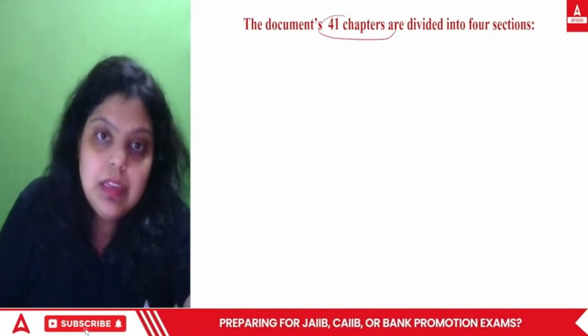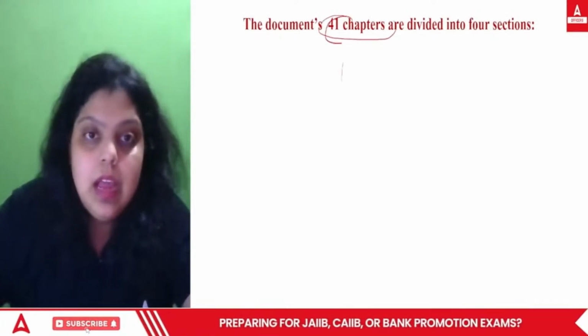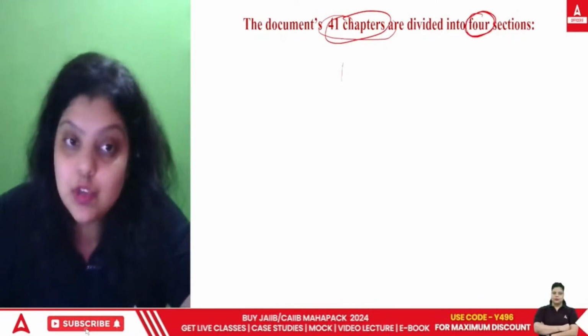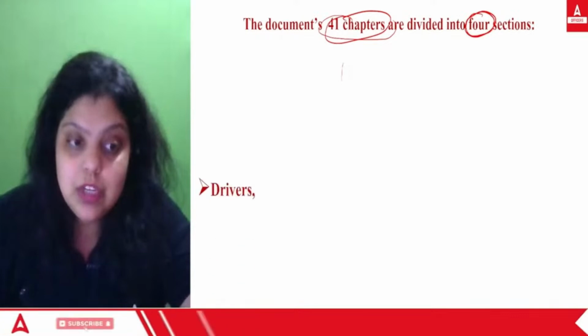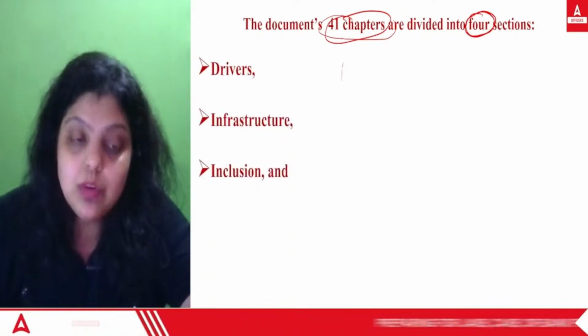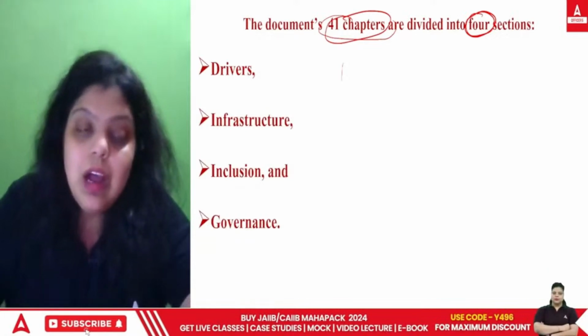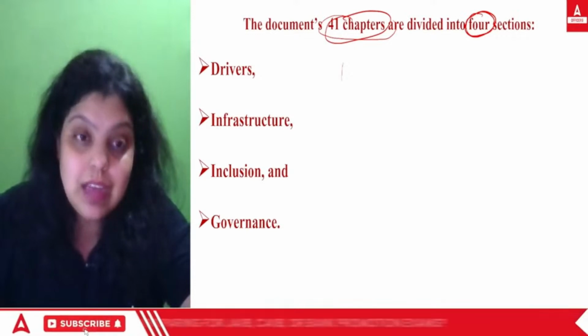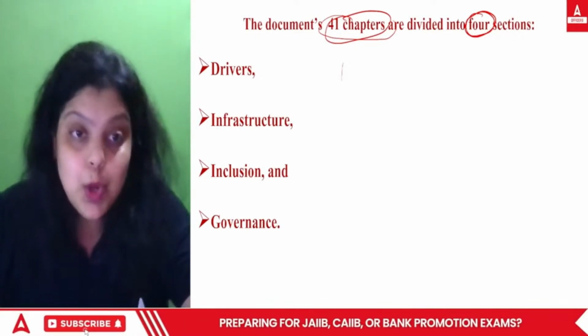How many chapters are there? 41 chapters are there, and these 41 chapters have been divided into 4 sections. How many sections are there? 4 sections. The first section is drivers, the second section is infrastructure, the third is inclusion, and the fourth is governance. So these are the 4 sections of the 41-chapter National Strategy for New India document given by NITI Aayog.